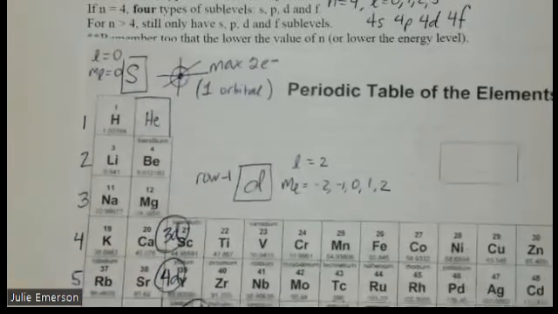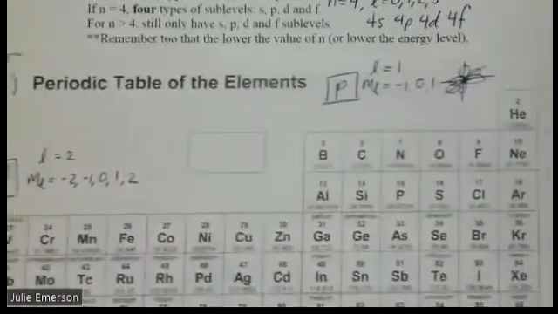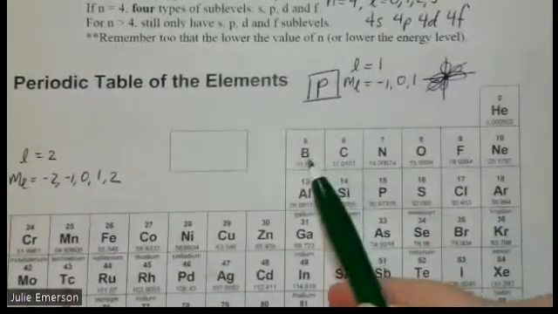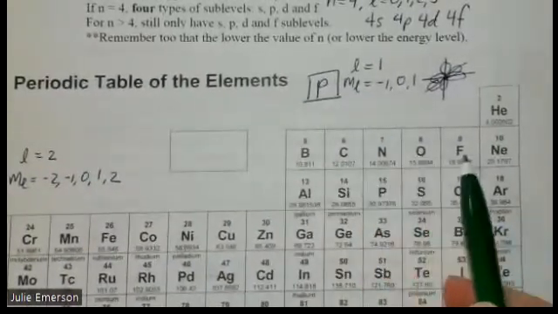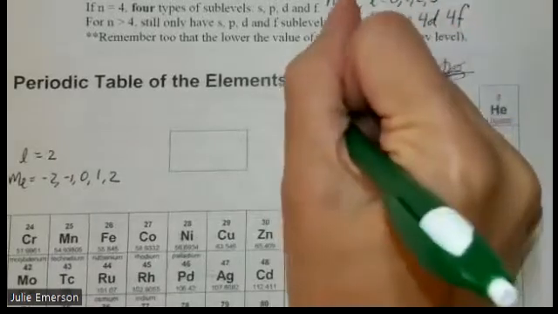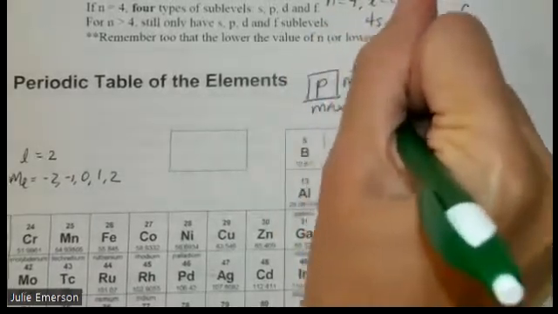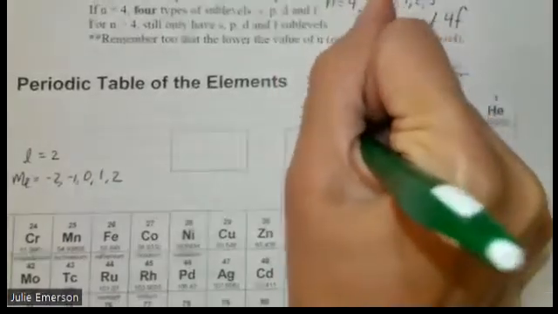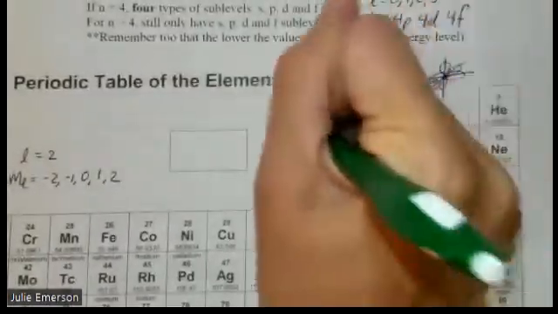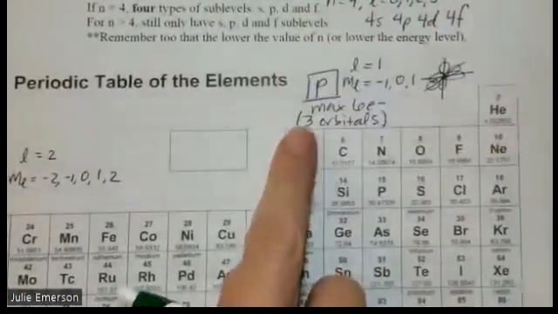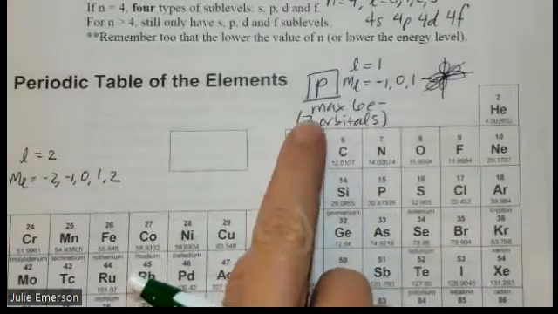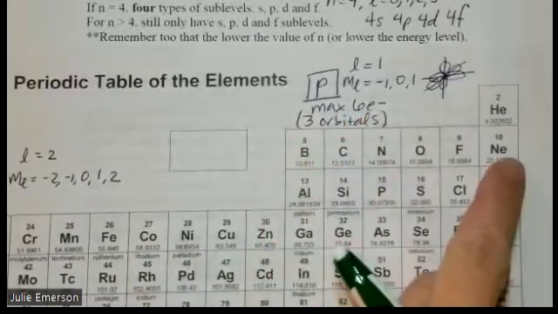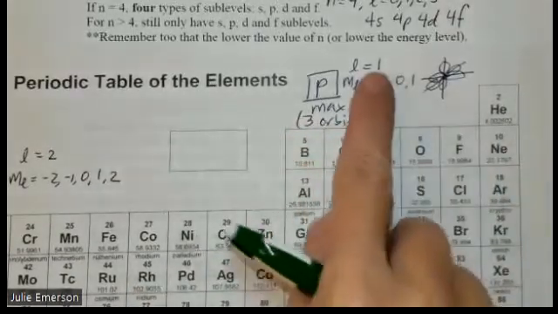If I go over to p and look at the p block real quick, if I have room for 1, 2, 3, 4, 5, 6, I have a max of 6 electrons here. That must mean, divide by 2, there are 3 different orbitals. 6 divided by 2, I can fit 2 electrons in each orbital. So 2 times 3 is 6. That's why I've got room for 6. And that matches what we had in chapter 8.